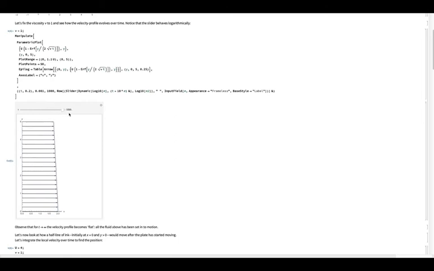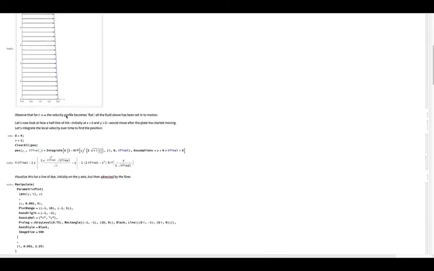And as t tends to infinity, we will just be left with a vertical straight line. And that is because the entire fluid bulk is now moving with the plate. So this is the problem of the impulsively started plate. So you can see how this plate starts to move and then the fluid bulk follows.